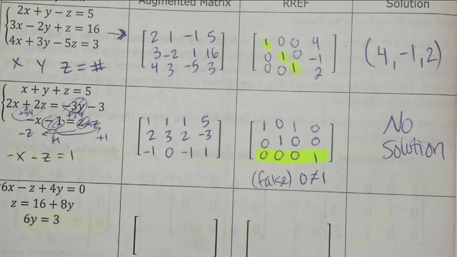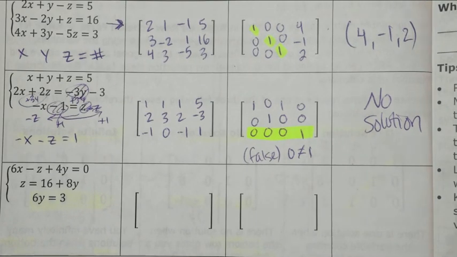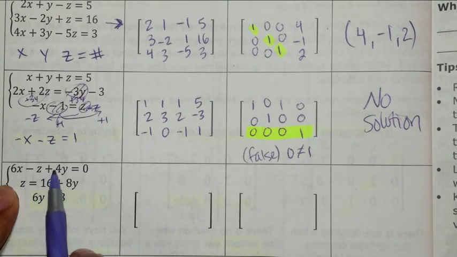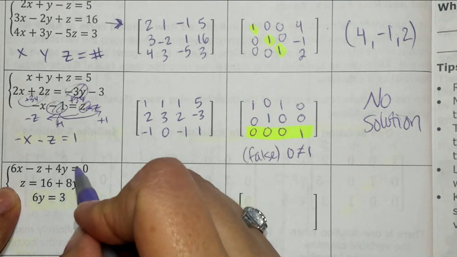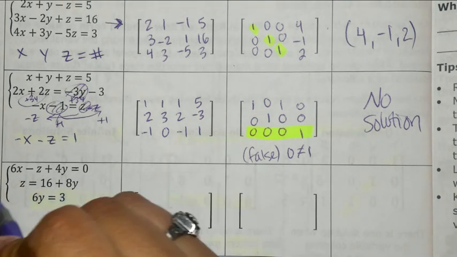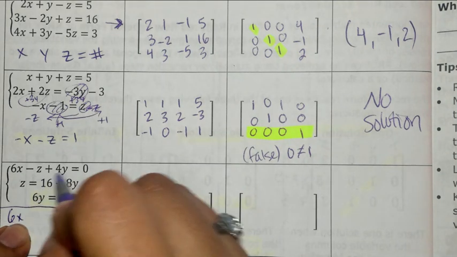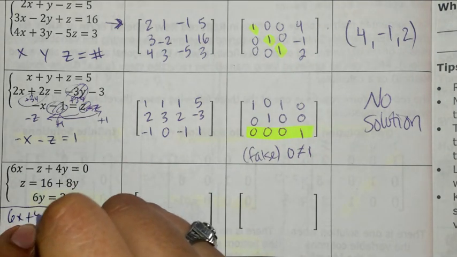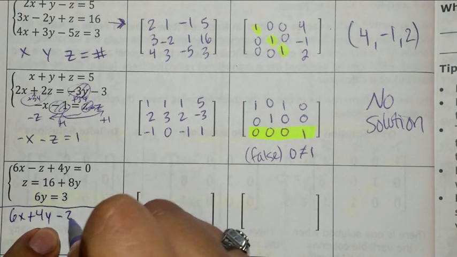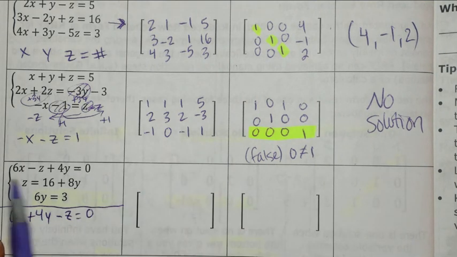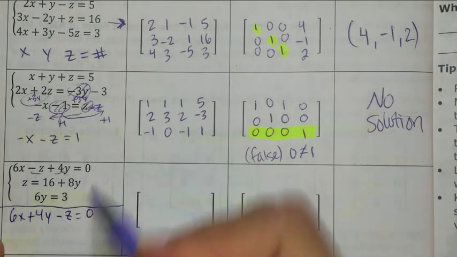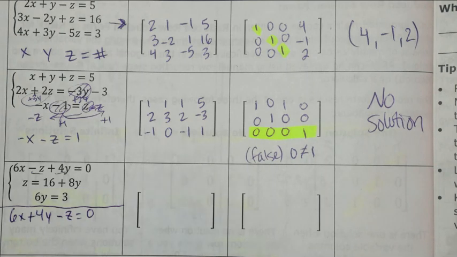Okay? All right, last problem together. We have x, y, z on the left side of the equal sign. However, they're out of order, so I'm just going to rewrite them in the right order. 6x plus 4y minus z equals 0. So now they're rearranged in order on the left side of the equal sign.